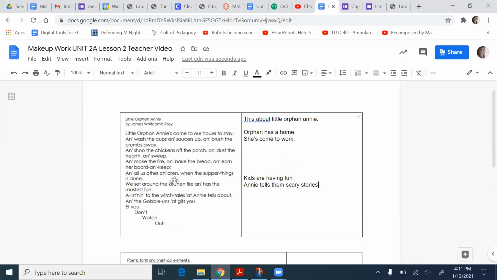All right, so here we go. Little orphan Annies come to our house to stay and wash the cups and saucers up and brush the crumbs away and shoo the chickens off the porch and dust the hearth and sweep and make the fire and bake the bread and earn her board and keep. Not much else. I might need to look up the phrase board and keep, but she's earning it by the work she's doing. So she's not just brought there to be a child. I'm going to say, here's kind of just new words. She's not being treated like a child, but a servant.